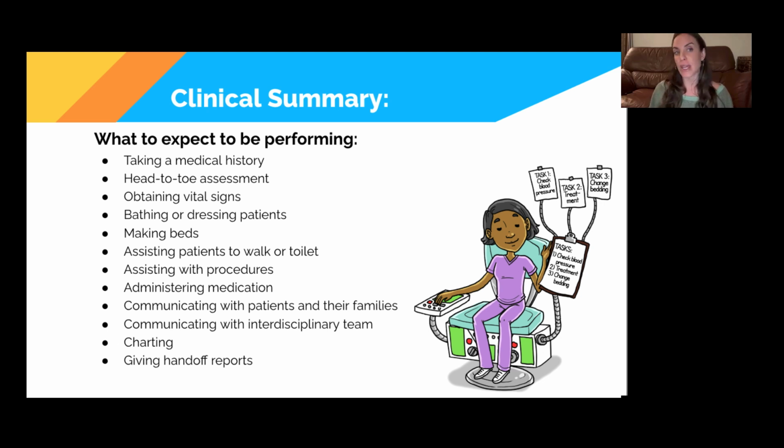So things to expect to be performing, things like taking a medical history, head-to-toe assessment, vital signs, bathing or dressing patients, making beds, assisting patients to walk or to toilet, assisting with procedures, administering meds, communicating with patients and their families, communicating with the interdisciplinary team, charting, giving handoff reports. These are a lot of the things that you'll be doing once you're in your clinicals.